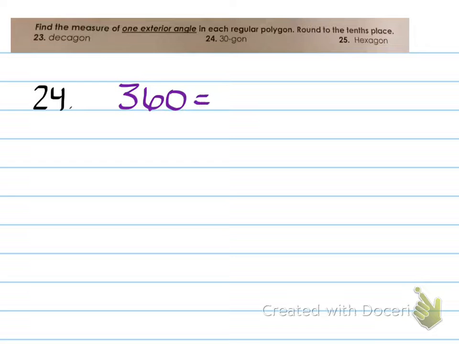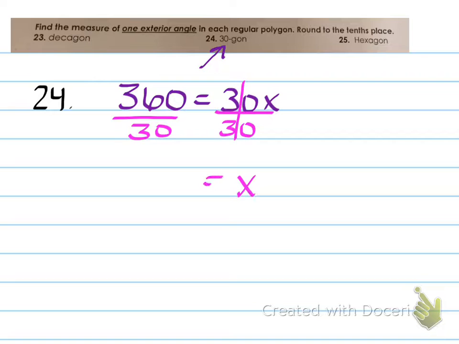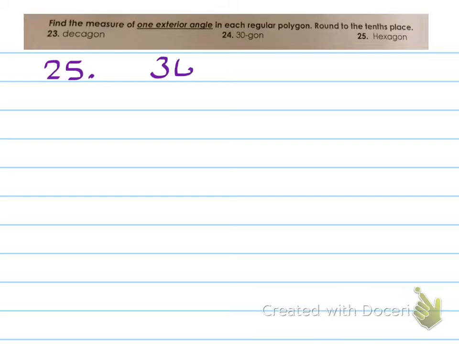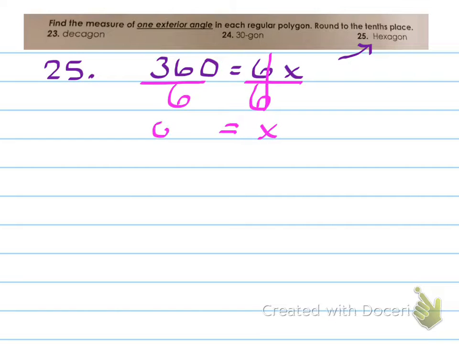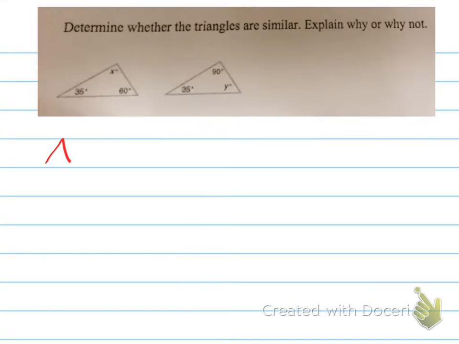Number 24, you're going to start again with the 360. Remember, this is a 30-gon, so you're going to put in that 30x, divide both sides by 30, and you get x is equal to 12. Number 25 should be 360 degrees equals 6x, because remember, 6 is a hexagon. Divide each side by 6, because 6 times x, the inverse or opposite of multiplying by 6, is going to be dividing by 6. And you get x equals 60.